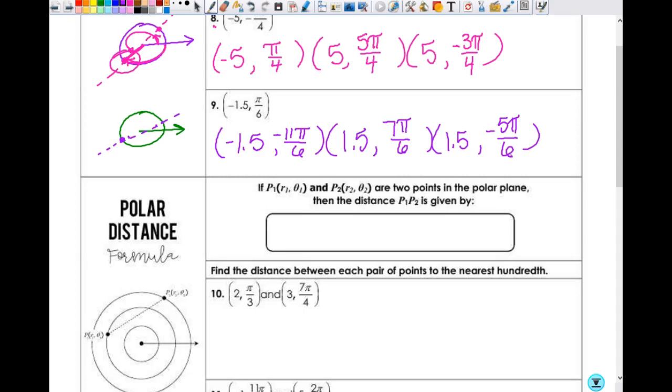Oh, yeah, absolutely. And actually, that's what they gave us right here. They gave us that one. How did I get this one? Because I'm trying to get here directly. So if my radius is a positive 1.5, I would have to go a negative 5 pi 6 to get there. Does that help? Okay, good. Anything else? We're all good? Okay, so we're going to stop here for today.